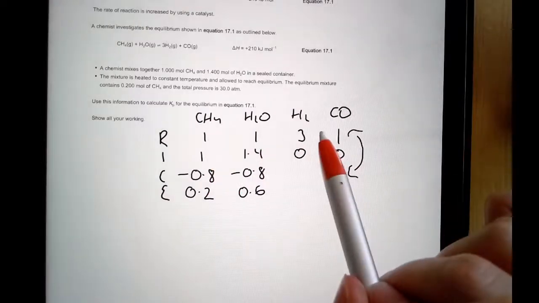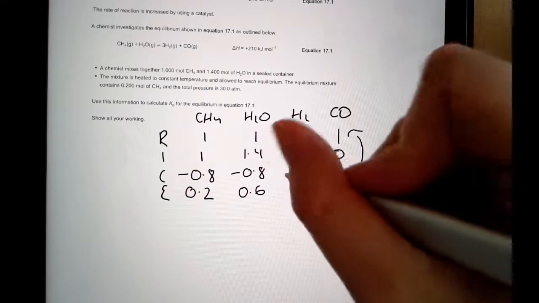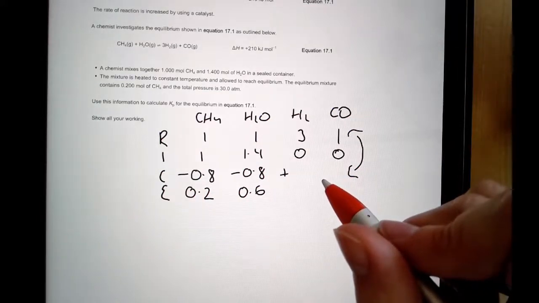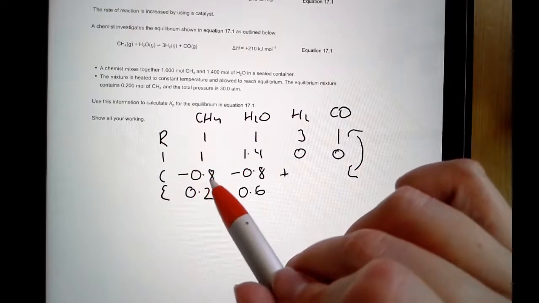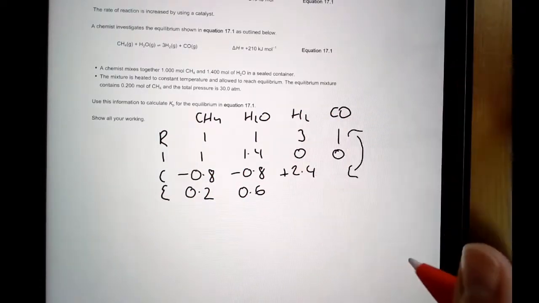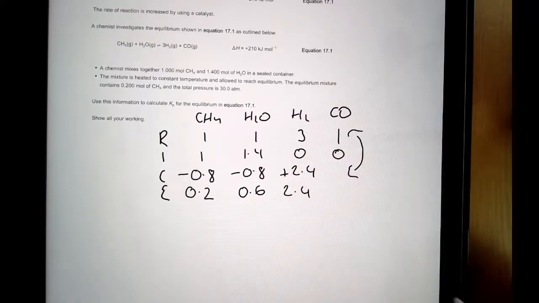Between methane and hydrogen, I've got a 1:3 ratio. And again, for my products, it's going to be a positive change. I'm starting with nothing and I'm making some products over the course of the reaction. So it's going to be 0.8 multiplied by 3, 2.4. So I started with nothing and it's increased by 2.4 to give me an equilibrium moles of 2.4.